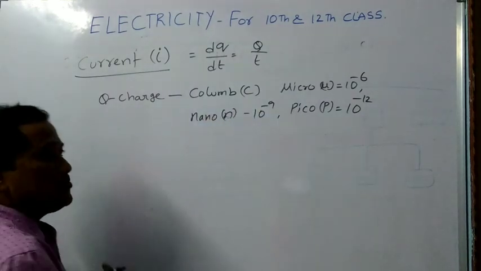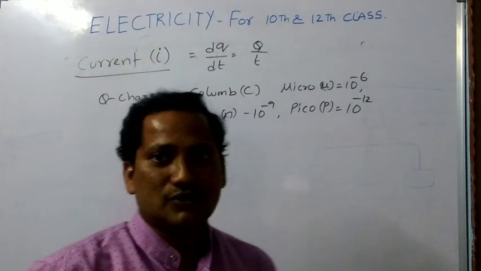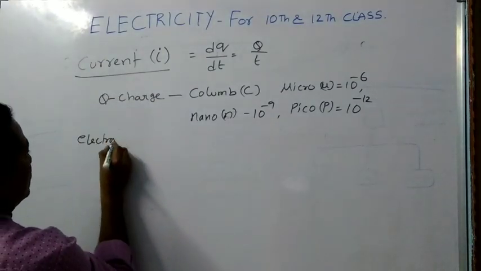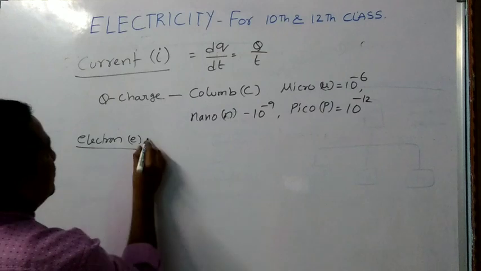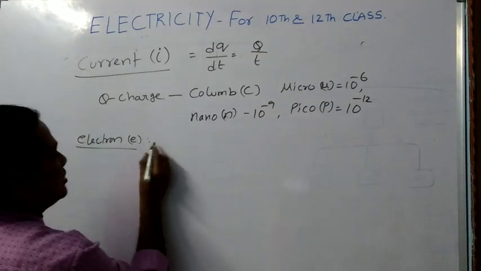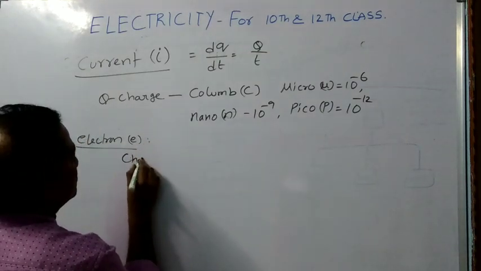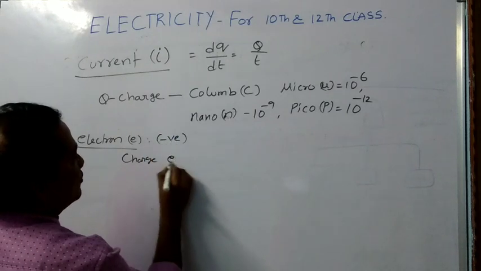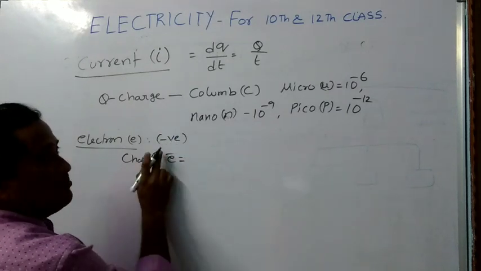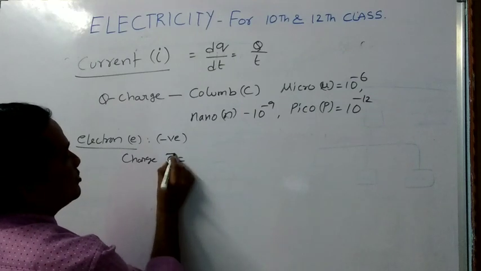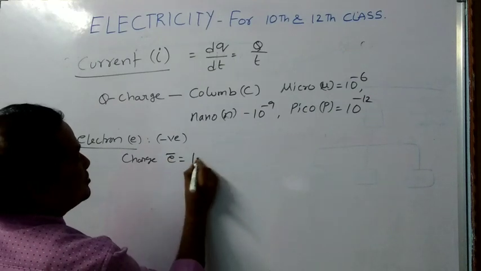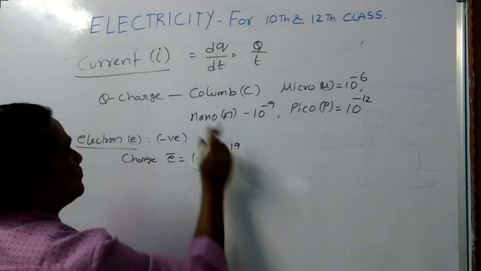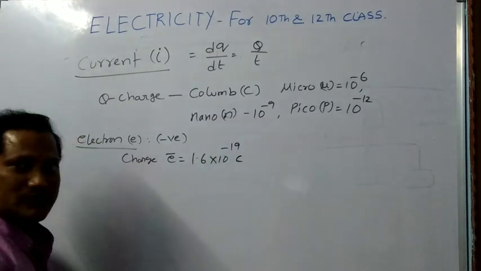Now charge means we can consider the electron. The electron is a negatively charged particle. So what is the charge of an electron? Generally we need all these values. The charge of an electron is a negative charge, with the symbol e, with a minus sign. The charge of an electron is in general 1.6 into 10 power minus 19. As you know, the unit of charge is coulomb, that is C.